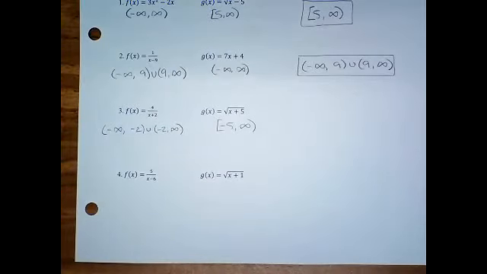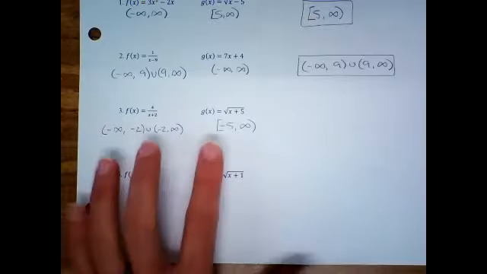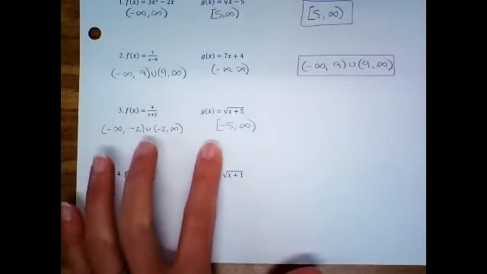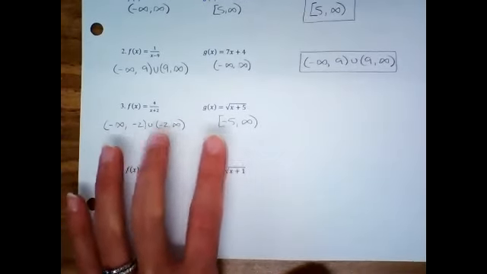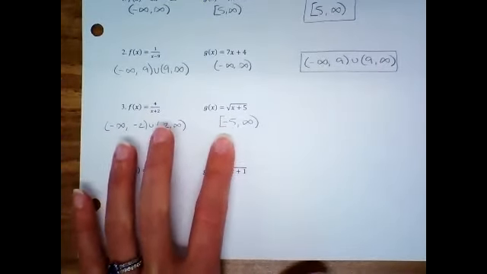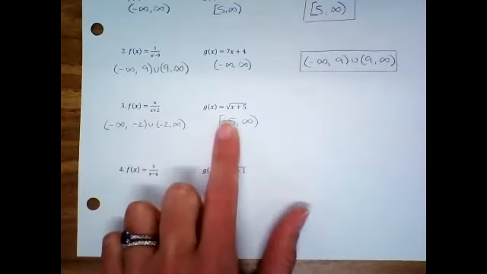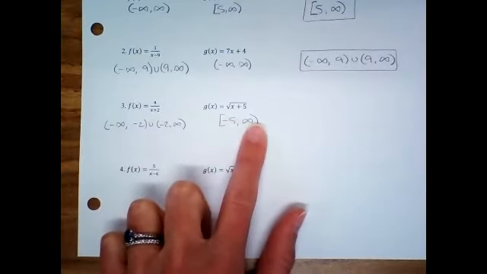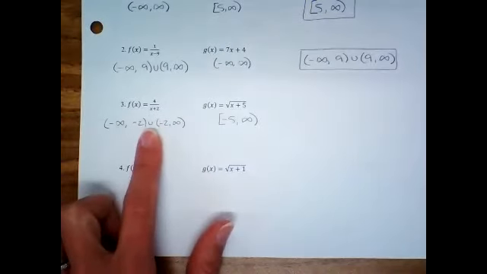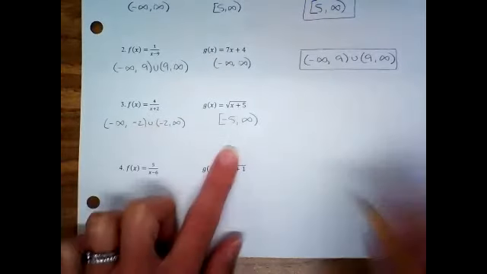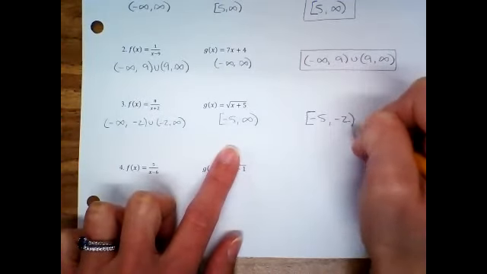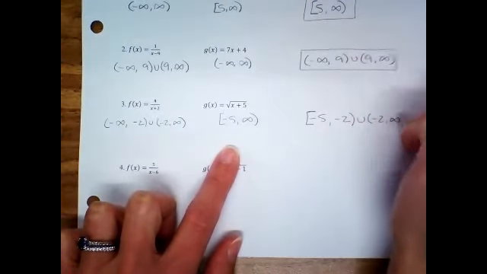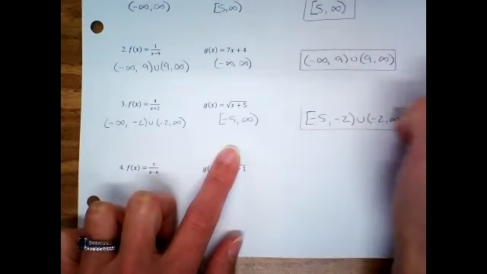So now we have to combine both of those together. Think about your number line. Which is the smaller number, -5 or -2? -5 is more negative, right? So you want -5 onwards, but you also need to leave out -2. So it's going to look like this: -5 with a bracket to -2, and then -2 to infinity. You're combining the two together.